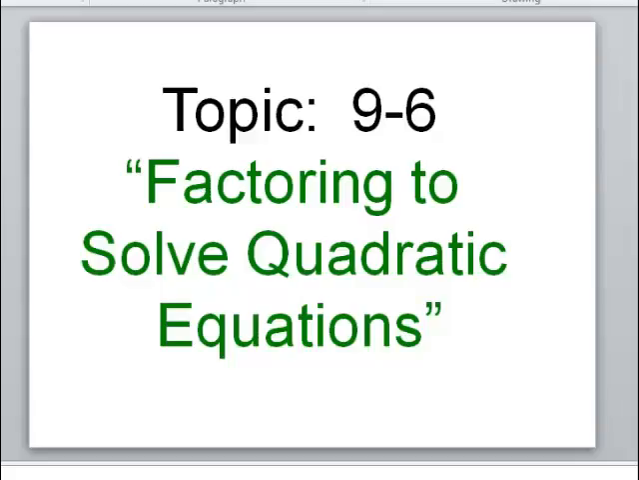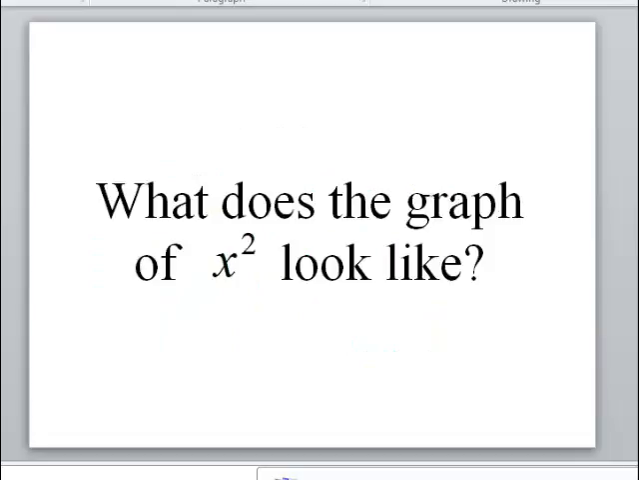Alright, today we're going to learn how to solve quadratics by factoring. Factoring is a great method to use. It doesn't always work, but it is the technique that we will use probably more often than not.